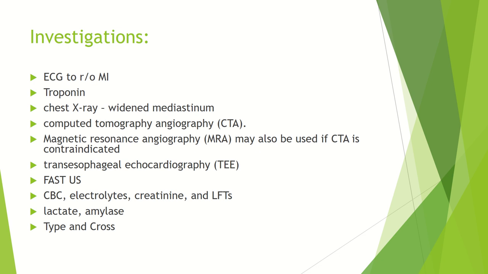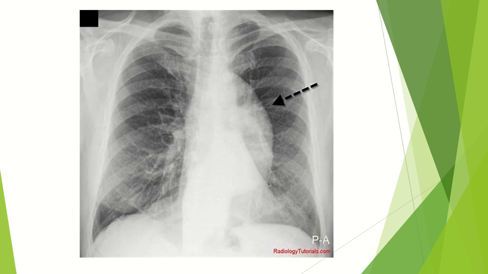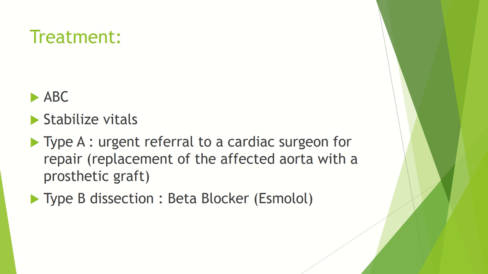In emergency, you'll do a FAST ultrasound, basic blood workup, CBC, electrolytes, creatinine, and liver function test, and also send a type and cross match for the patient in case you need to do a blood transfusion for them. So this is a chest x-ray and you're seeing a widened mediastinum on the chest x-ray.